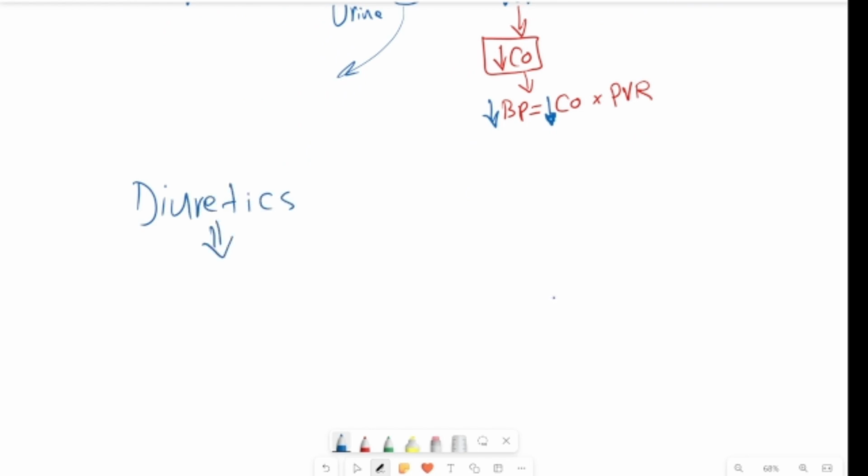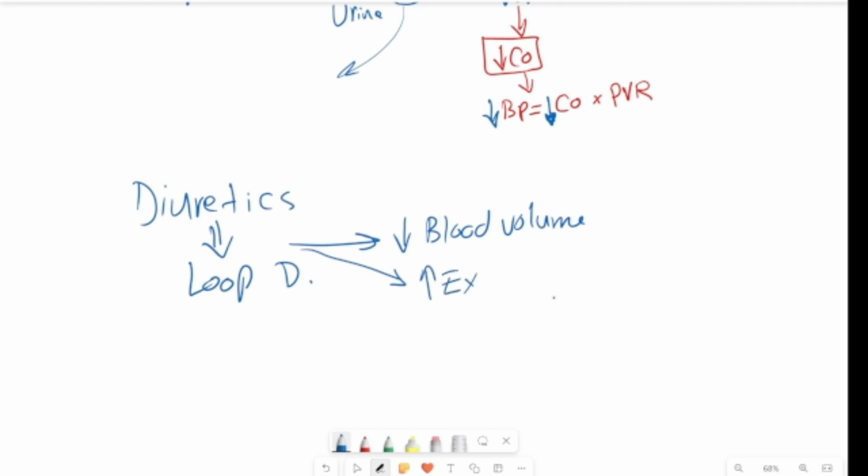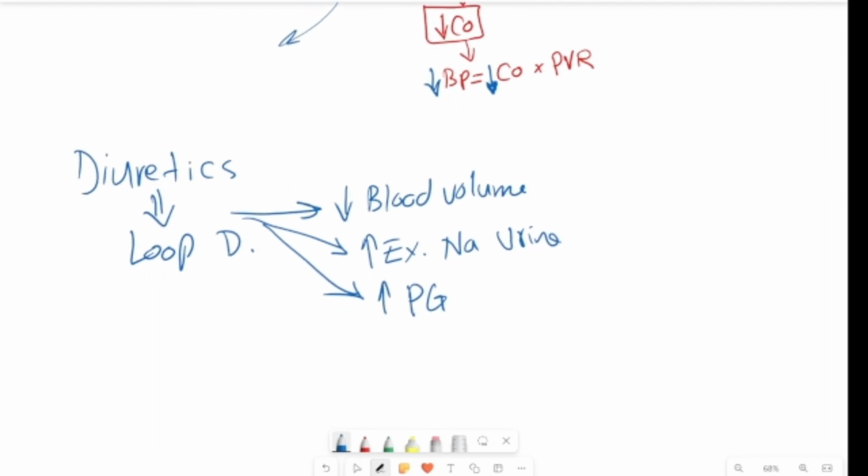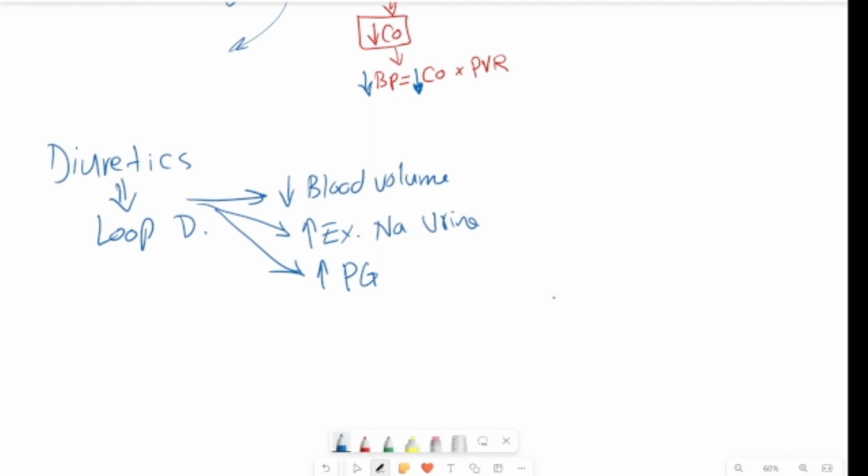And speaking about loop diuretic: number one, decrease blood volume. Number two, increase excretion of sodium, we talk about urine here again. Number three, increase synthesis of prostaglandin. So according to these three mechanisms, decreased blood volume will decrease cardiac output, and for this reason will decrease blood pressure. That's great.